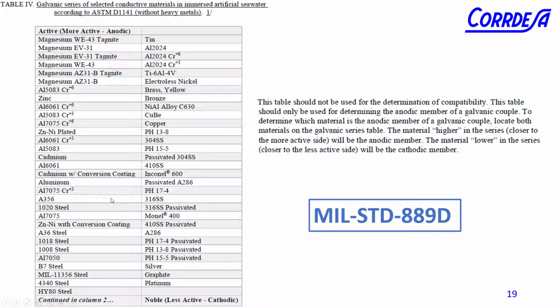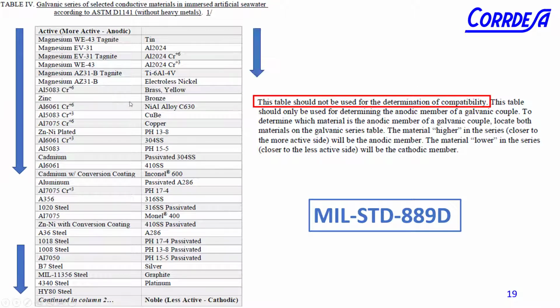As I was saying, all those numbers are positive. So which one is anodic, which one is cathodic? You have to go back to another table. You shouldn't use this for compatibility, but it does tell you which are more active and which are more noble. So we're going more noble as we go down the pages, the columns.